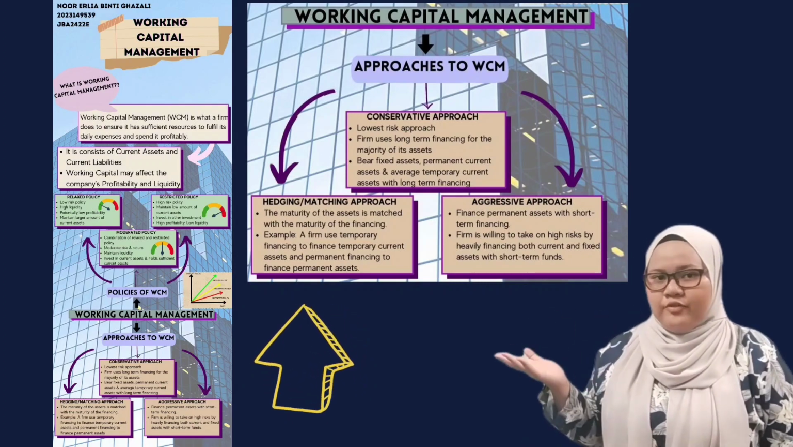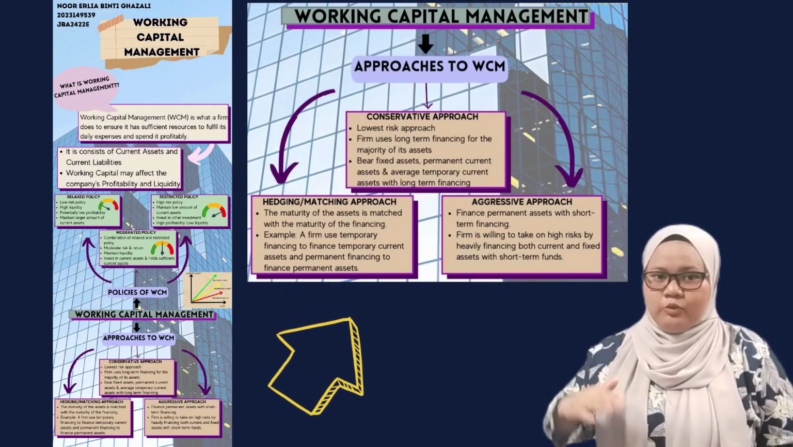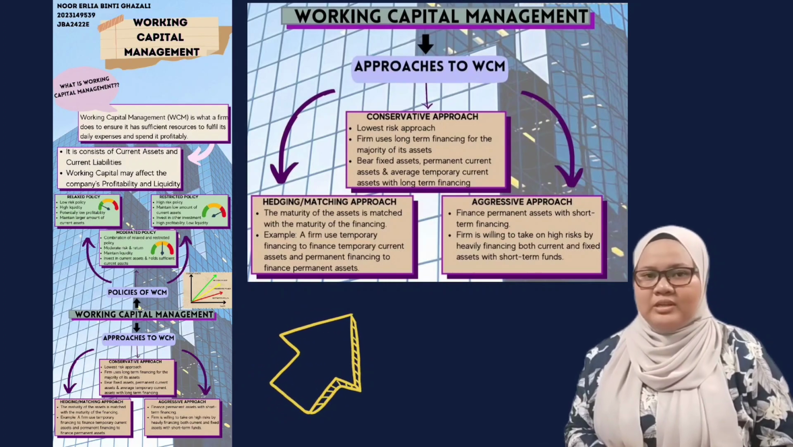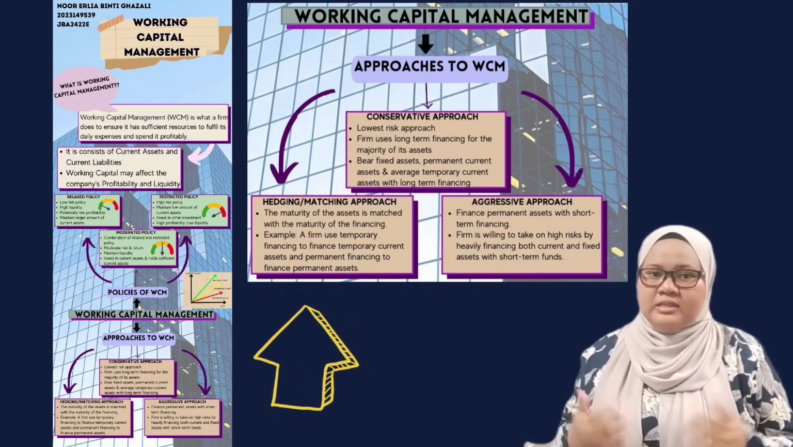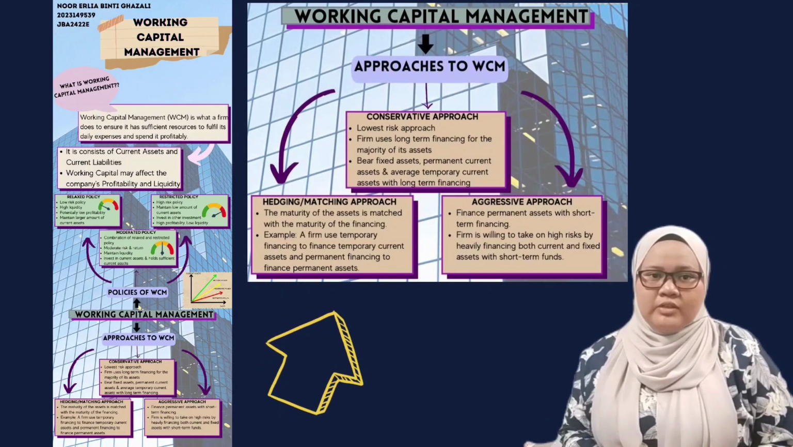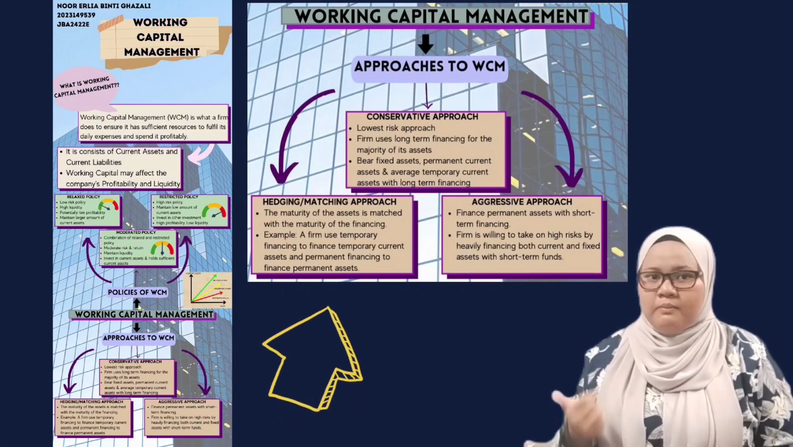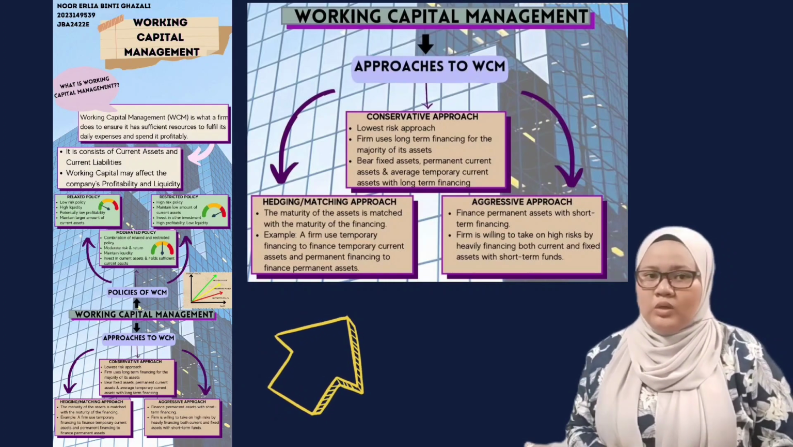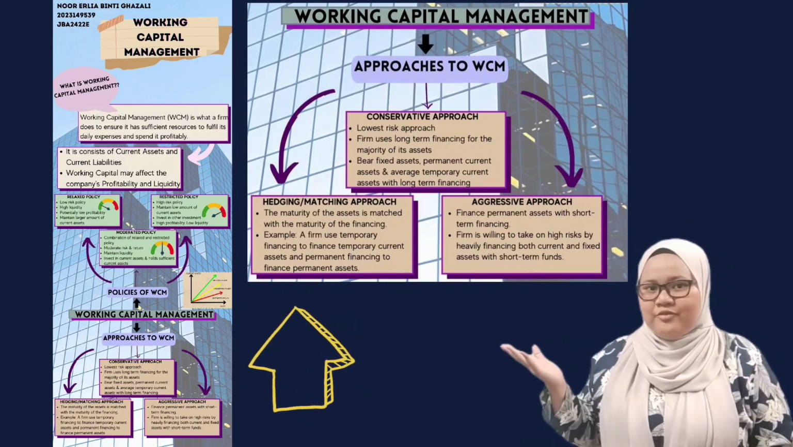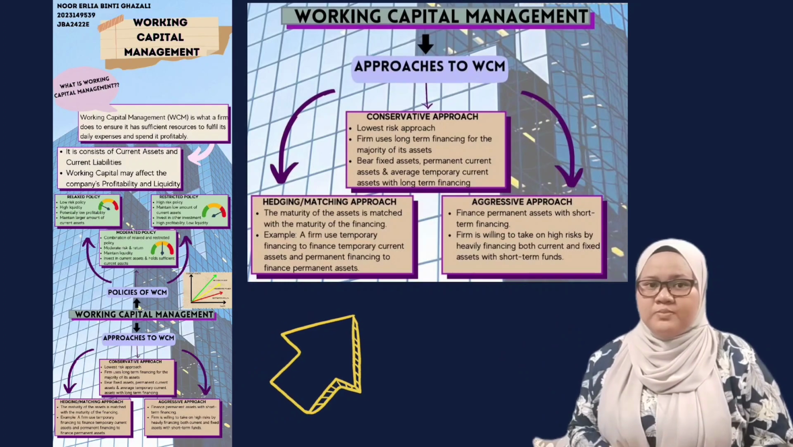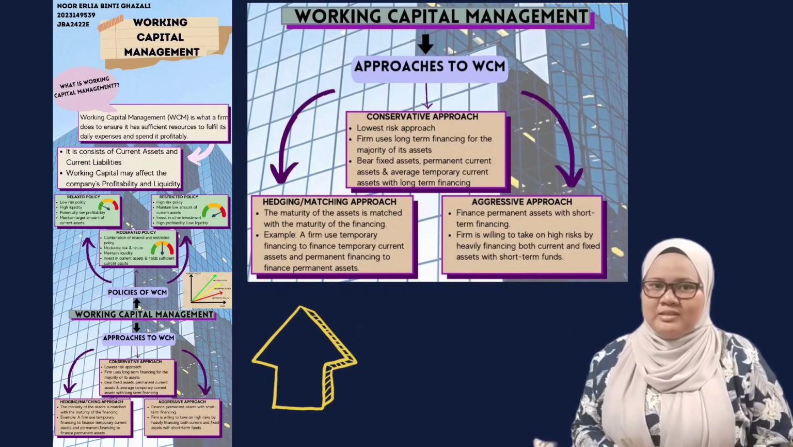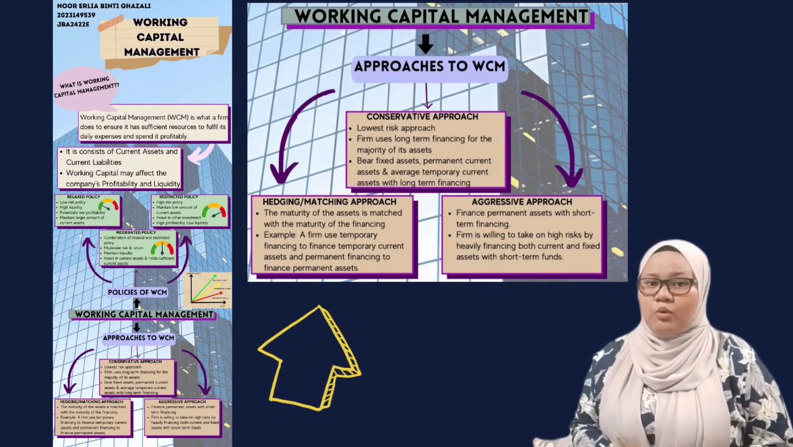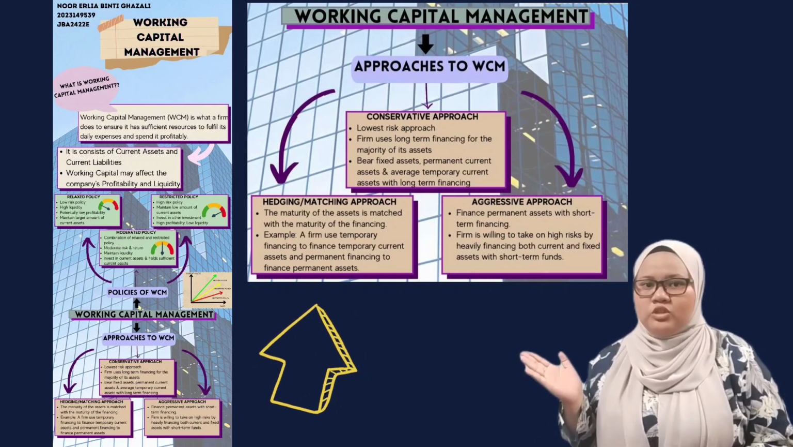Secondly, conservative approach. It is the lowest risk approach, and it occurs when the firm uses long-term financing for the majority of its assets. The conservative approach funds the fixed assets, permanent current assets, and even some temporary current assets with long-term financing. Thirdly, aggressive approach. This approach is to finance permanent assets with short-term financing. The firm is willing to take on high risk by heavily financing both current and fixed assets with short-term funds.